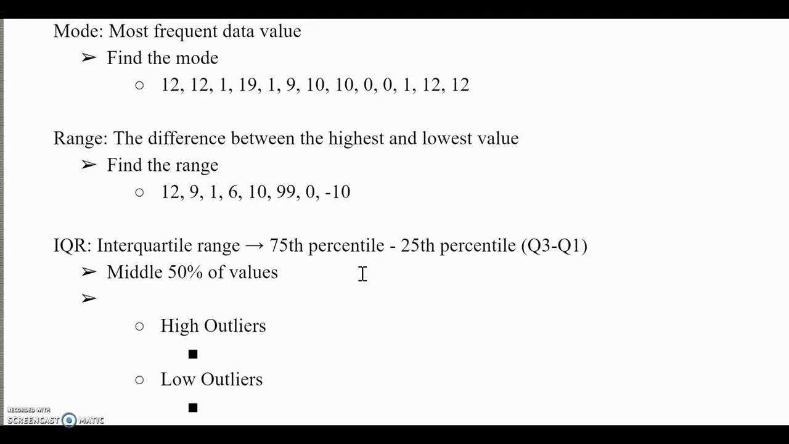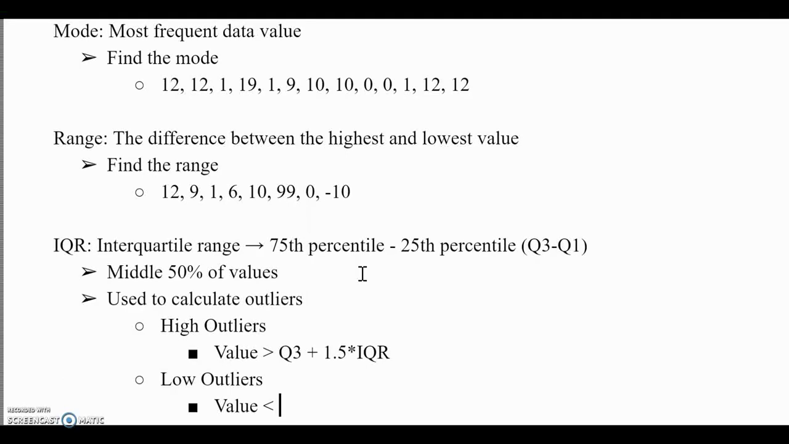Another thing the IQR is useful for is that it's used to calculate outliers. So outliers again are something that's stray from the data. It's abnormal. So what are your high outliers? If your value is greater than your third quartile plus 1.5 times your IQR, we'll say it's a high outlier.